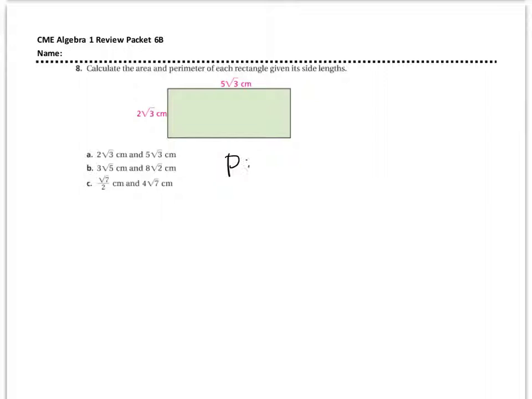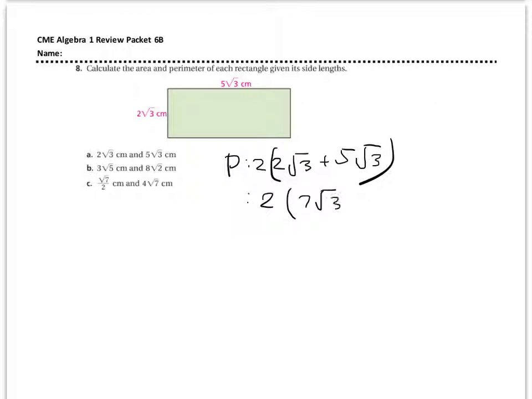So the perimeter will be 2 square root of 3 plus 5 square root of 3, and then you do the same thing for the other sides, so multiply by 2. Therefore, as long as you have the same radicals right here, we have square root of 3 and square root of 3, we can add just like integers. So we have 7 square root of 3, and then 2 times 7 is 14. So that's 14 square root of 3 centimeters.